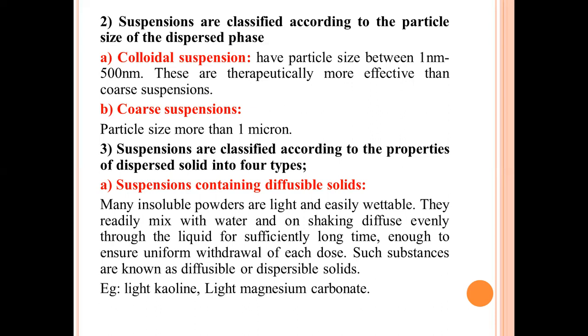Then the third classification of suspension is according to the properties of dispersed solid. According to properties of dispersed solid, there are 4 types of suspension. The first type is suspension containing diffusible solid. Many insoluble powders are light and easily wettable. They readily mix with water and on shaking diffuse evenly through the liquid for sufficiently long time, enough to ensure uniform withdrawal of each dose. Such substances are known as diffusible or dispersible solid.